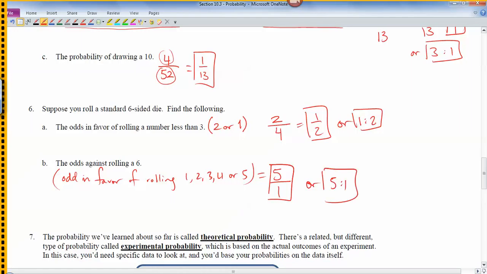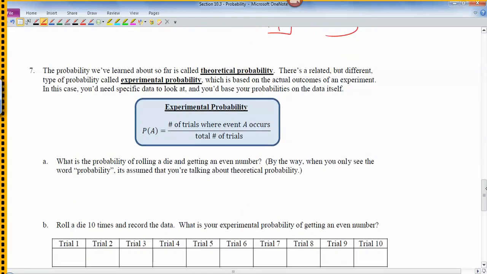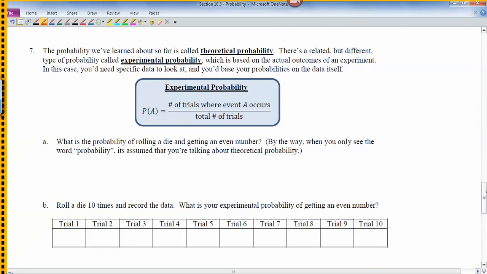Okay, so then we've got this thing called experimental probability, which I talked a little bit about right at the beginning of the video. And that's one, it's not theoretical. You actually have to do an experiment and then figure out, based on the experiment, what it looks like your probabilities are.